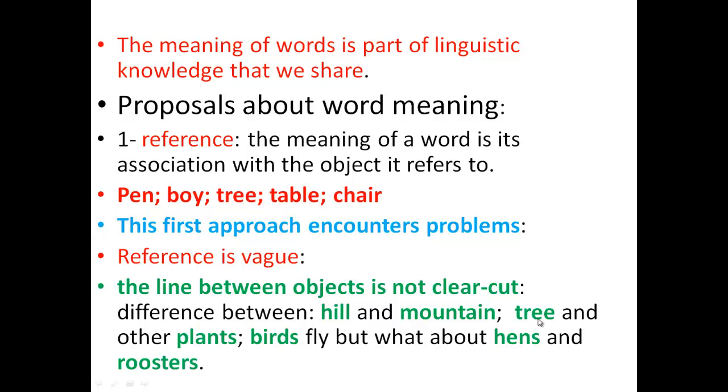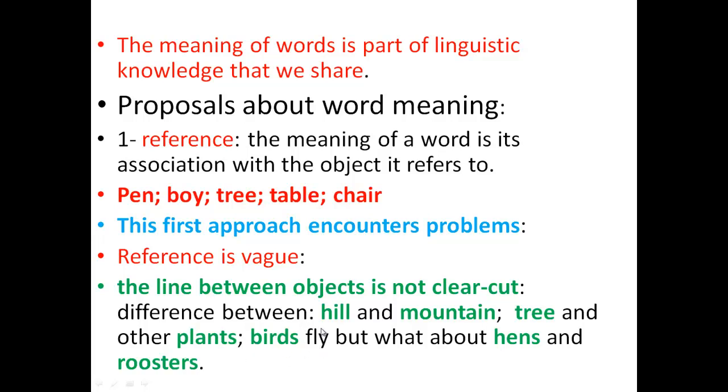Same thing for tree. We have different kinds of tree, and we have different kinds of plants. Okay, but the borderline between trees and other plants is not that clear. So, in fact, here, when I use tree, am I referring to proper trees or some other trees that resemble trees, but they are referred to just as plants here? Same thing for birds. Of course, we know that birds fly. But what about hens and roosters? They are also birds, but of course they don't fly. Why do we include hens and roosters in the category of birds, although they don't fly here?